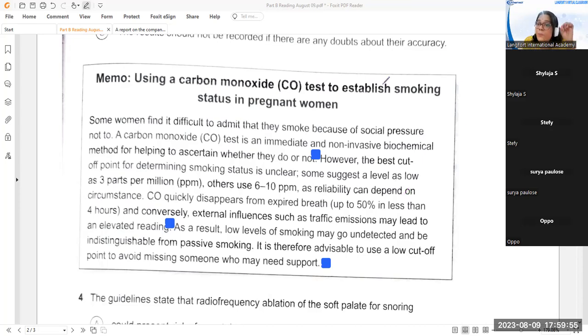So they are not able to pinpoint the cutoff point. Why? Because people can have CO in their system if they have been exposed to traffic emissions. If they have been a passive smoker, it's very difficult to distinguish if they are a passive smoker.